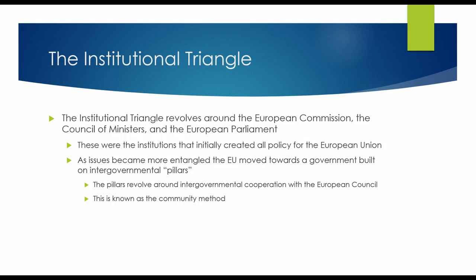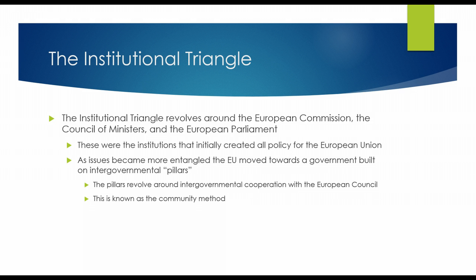As we look at the power structure of the European Union, what we're going to look at first is this idea of the institutional triangle. The institutional triangle revolves around the European Commission, the Council of Ministers, and the European Parliament. These were institutions that initially created all policy for the European Union. As issues did become more entangled, the EU moved towards a government built on intergovernmental pillars. So the pillars revolve around intergovernmental cooperation with the European Council.